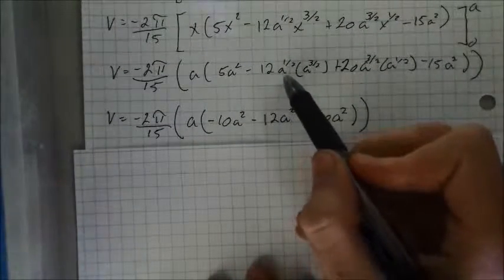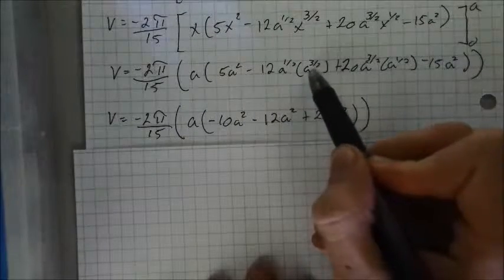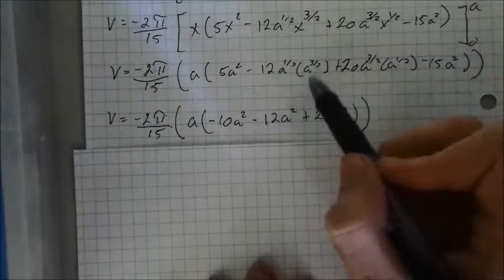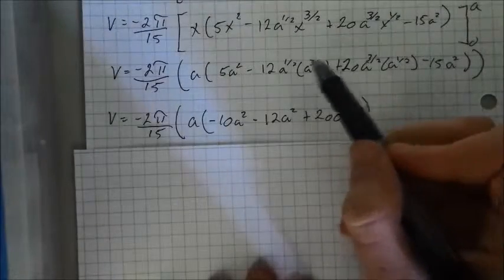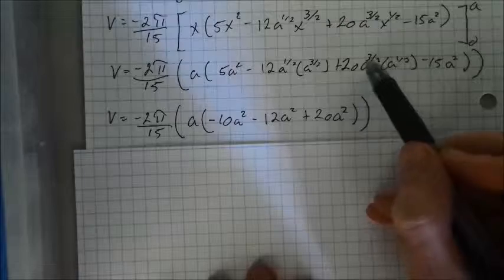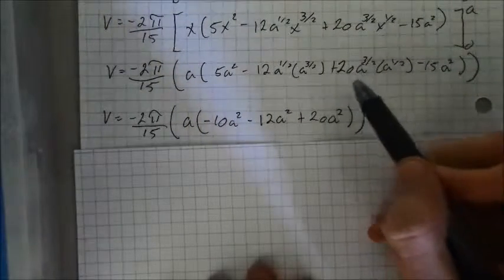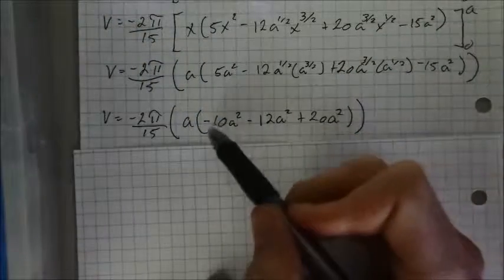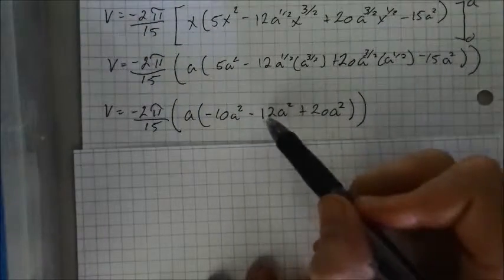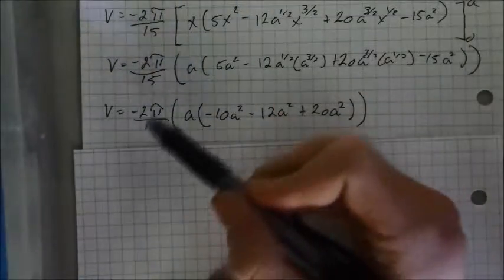But then, if we look at these, if we multiply a to the 1/2 by a to the 3 halves, well, that's just a squared, because you're adding exponents here, and 3 halves plus 1/2 is 4 halves is 2. So negative 12a squared, and again, 3 halves, 1/2 makes squared, so 20a squared. So now we have negative 10a squared minus 12a squared plus 20a squared, all times a, and all times this negative 2 pi over 15.